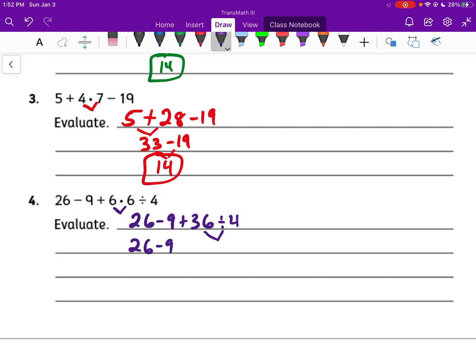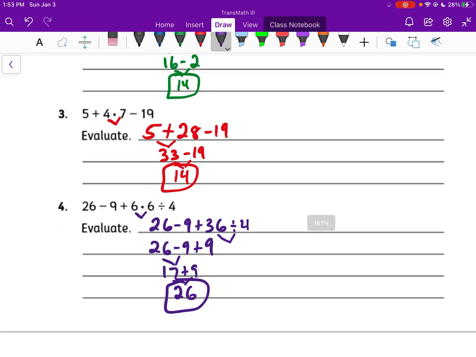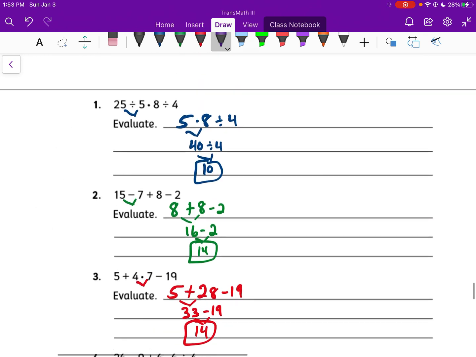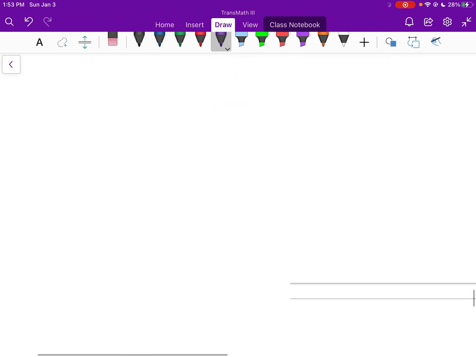26 minus 9 plus 9. Okay, then from there, adding, subtracting. 26 minus 9, which we will get 17 plus 9, and finally adding that up, again, gets us to that 26 when we evaluate that expression. All right, that is our order of operations and our apply skills.